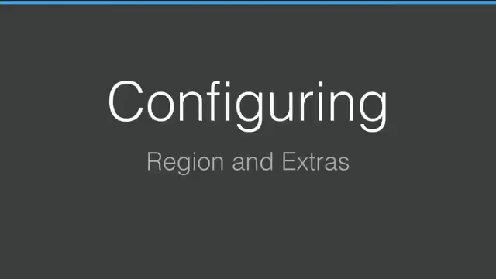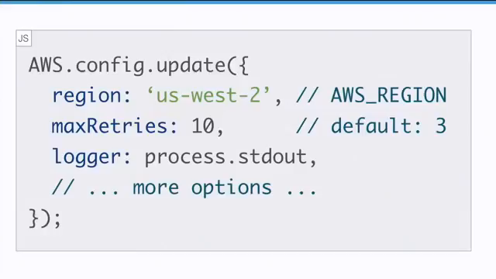So configuring other stuff, if you're going to do it programmatically, this is how you can configure the SDK. You basically call aws.config.update, or you can just set the config object. It's a standard hash, a standard object. And so you can add in the region. You can add in max retry count. The default is 3. You can add in a logger, which will show you some of the requests that go through. And you can check the documentation for more options to set.